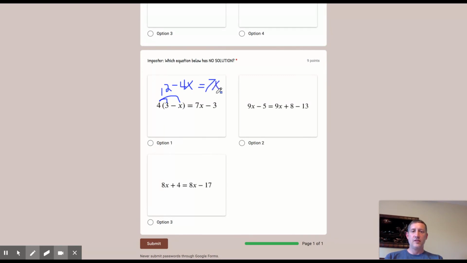Well, the next step to solve this, you would take one of your x terms and subtract it from both sides. So if I get rid of that -4x by adding 4x, then I'm still going to have an x left over on the other side, right? Plus 4x, okay? So we're almost to solving it. So that's going to be 11x. So this one will have a solution. It's going to be 15 over 11, in case you're wondering.